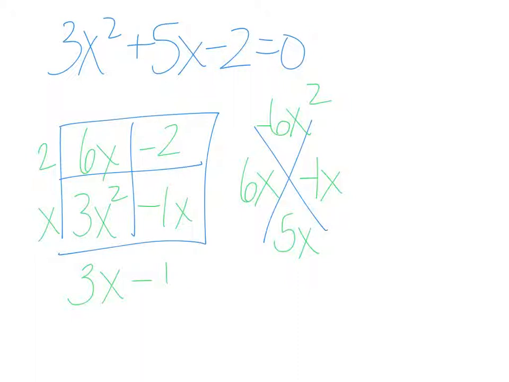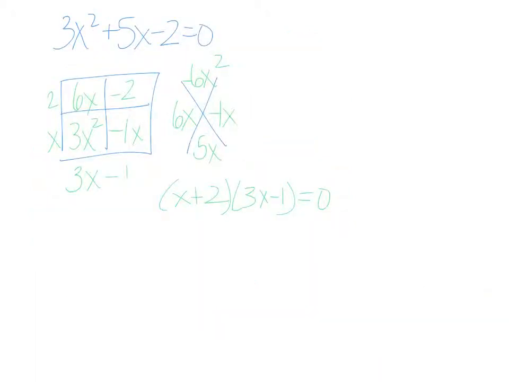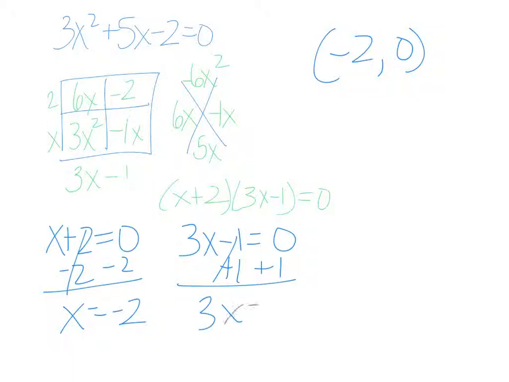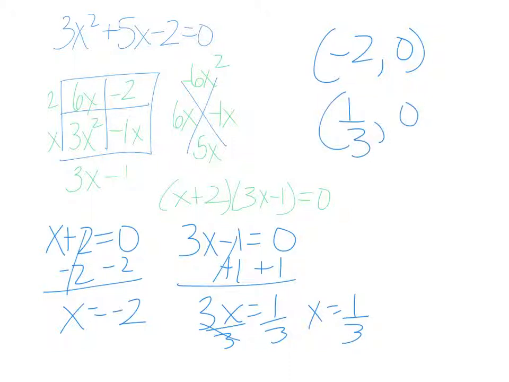So once you find the factors, we'll have x plus 2 times 3x minus 1 equal to 0. We are going to set each of these parentheses equal to 0 and solve for our x-intercepts. So we'll subtract 2. So x is going to be equal to negative 2. So we can say negative 2, comma, 0. And then on the other factor, we'll add 1 to both sides and divide by 3. So x is equal to a third. So the other x-intercept is a third, comma, 0.